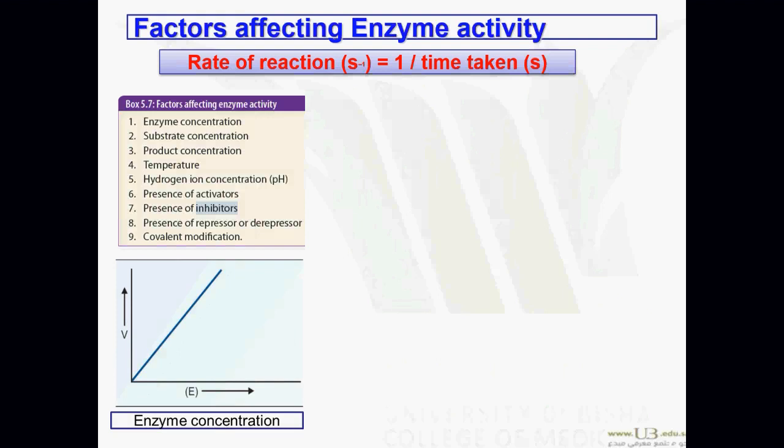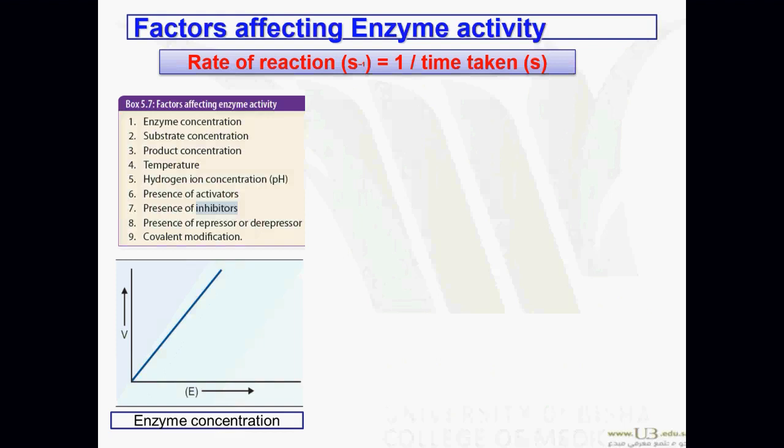The first one is the enzyme concentration and how it will affect the rate of the reaction. In this example, as you increase the concentration of the enzyme, the velocity of the reaction or the speed of the reaction will be increased proportionally, giving this type of proportional relationship, directly proportional. The rate of reaction or the acceleration of the reaction is directly proportional to the enzyme concentration.